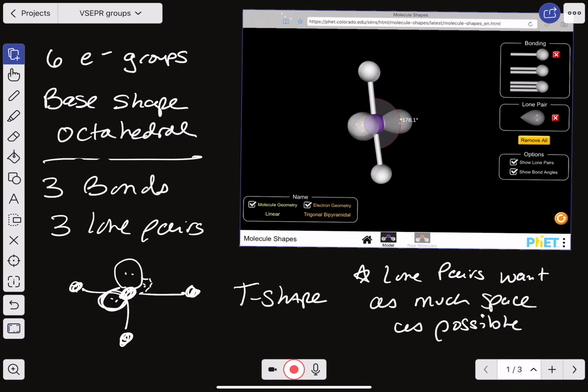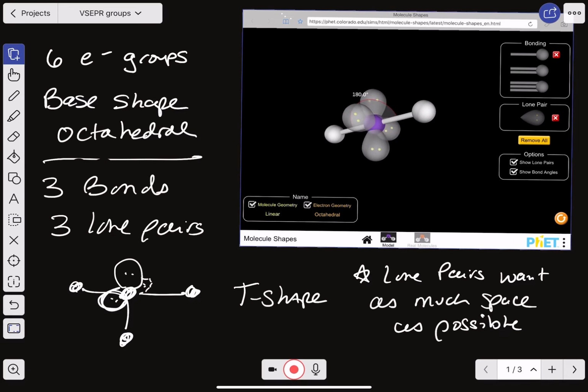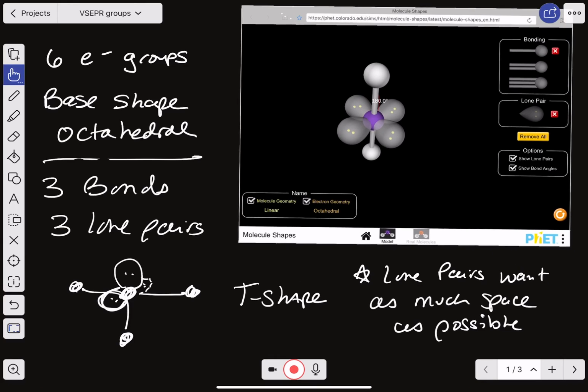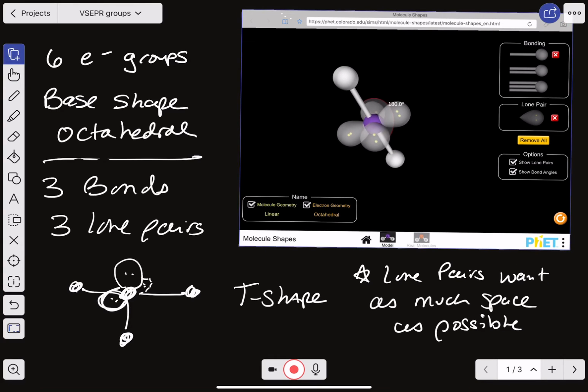So take away a bond, add a lone pair, and lo and behold, look at that. I've got a linear molecule now. You can see down here the electron geometry is still based on an octahedron. It still has 6 groups. So I've got 2 bonds and 4 lone pairs, but the molecule's actual shape is going to look linear. So I will just go ahead and write that down.